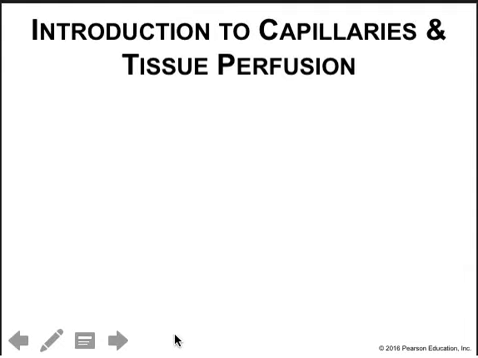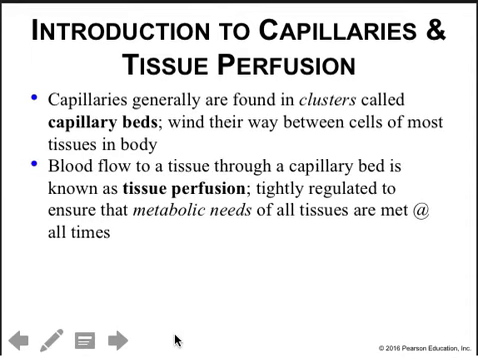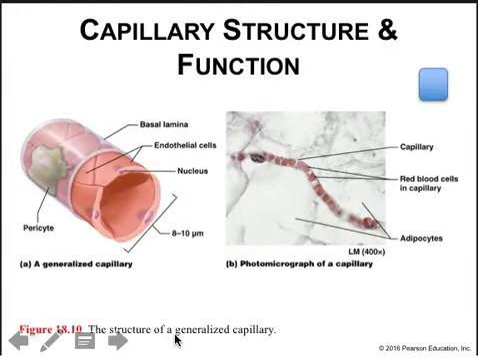This is what takes place at the capillary beds. Capillaries are generally found in clusters called beds that wind their way between the tissues of the body. Blood flow to a tissue through a capillary bed is known as perfusion. It's tightly regulated to ensure that metabolic needs of tissues are met at all times.